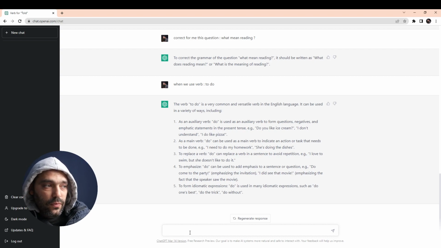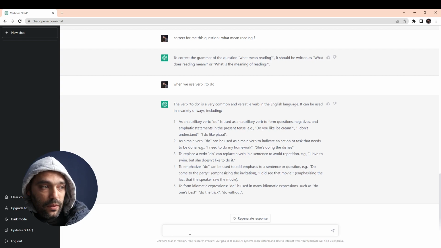It's good. Fourth, to emphasize. Do can be used to add emphasis to a sentence or question. Example, do come to the party, emphasizing the invitation. I did see that movie, emphasizing the fact that the speaker saw the movie.